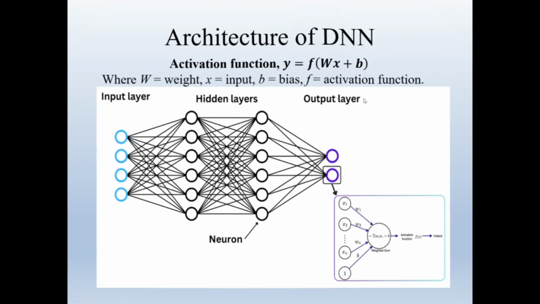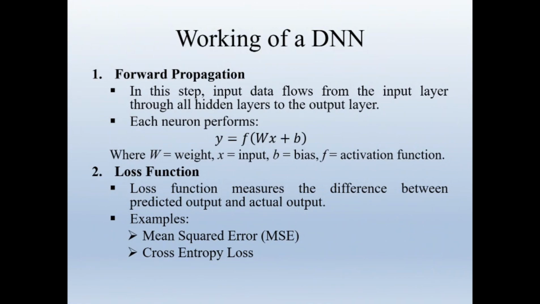Next, let's see the working of DNN. I've already told you how the input comes and how the processing occurs in the input and hidden layers, and the output layer will obtain the output, right? So that's what is given here. From the input layer to the output layer is known as forward propagation. The input data flows from the input layer through all the hidden layers to the output layer, which is forward propagation. So the neuron will perform with the activation function. You get it. Next is the loss function.